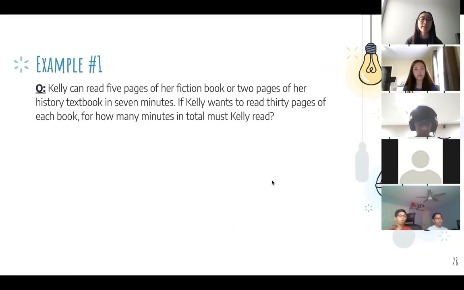Okay, another example. Kelly can read 5 pages of her fiction book or 2 pages of her history book in 7 minutes. If Kelly wants to read 30 pages of each book, for how many minutes in total must she read? So here you're going to require 2 different proportions.